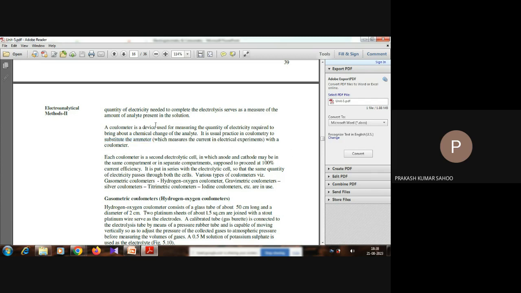So a coulometer is a device that will measure the amount of electricity required to carry out the chemical reaction. This will be the function of the coulometer.